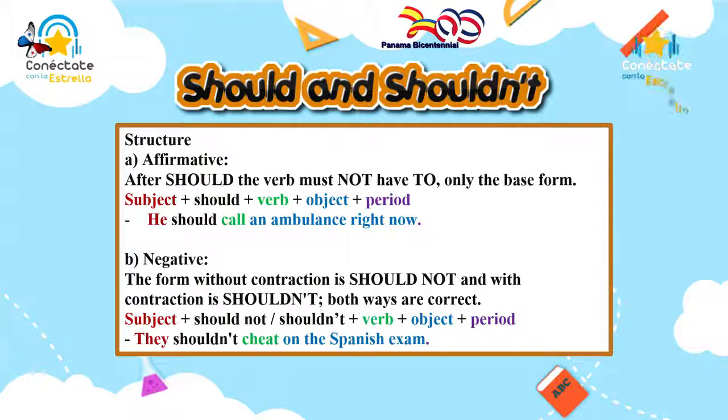Now let's go with negative sentences. It's almost the same structure. The only thing is that we add the word not, or we can use the short form shouldn't. So, subject plus should not or shouldn't, plus the main form of the verb, plus the object, plus the period. Very important: after the auxiliary should or shouldn't, you must write the verb in the base form. Okay, base form. I think I have an example.